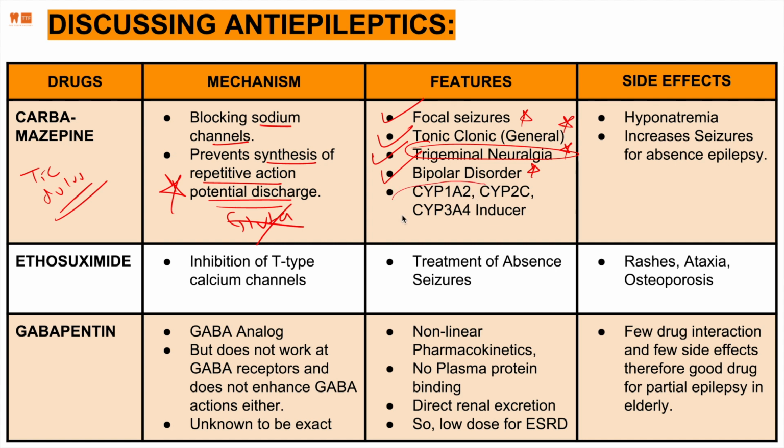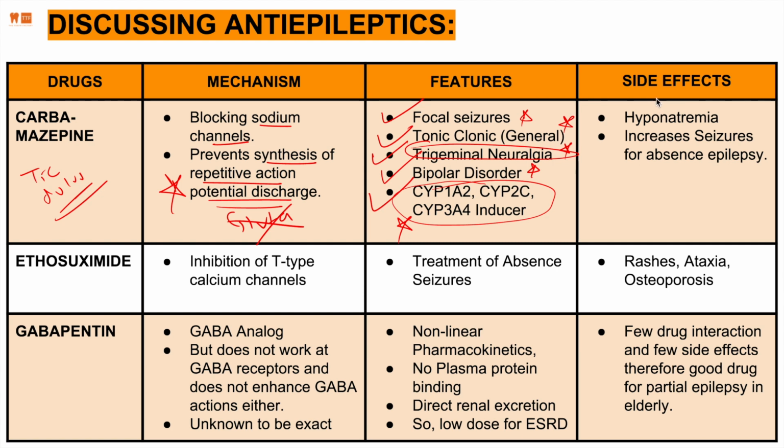And it is metabolized by the CYP family: the 1A2, 2C, 3A4. It is inducing those microsomal enzymes. Again, a discussion of these has taken place in the past lectures. Please do visit them, as induction of the hepatic enzymes is very important to understand.